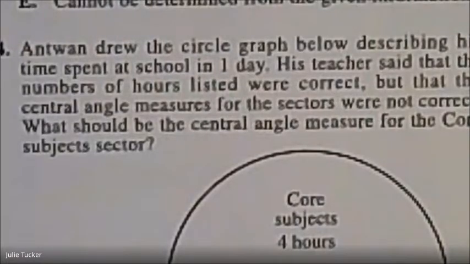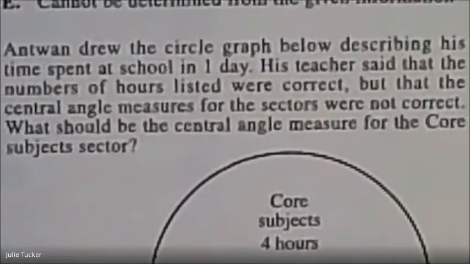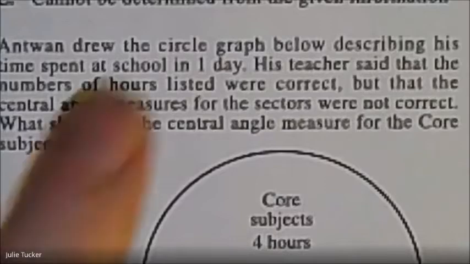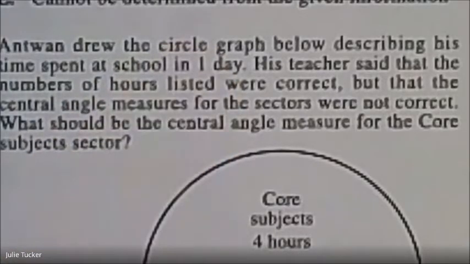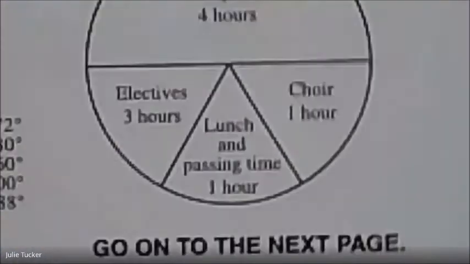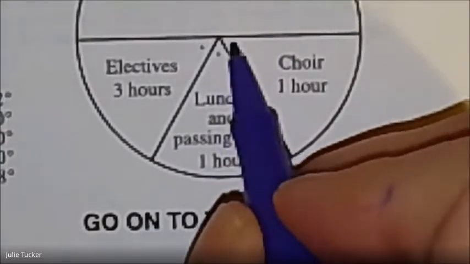Antoine drew the circle graph below describing his time spent at school in 1 day of school. His teacher said that the numbers of hours listed were correct, but that the central angle measures for the sectors were not correct. There's a lot of vocabulary there, so let me help you understand what they're saying. The central angle is like these angles that I'm putting the dots on. Those are the central angles.